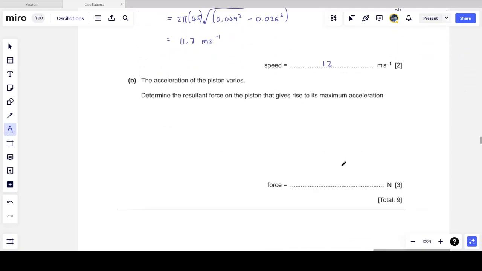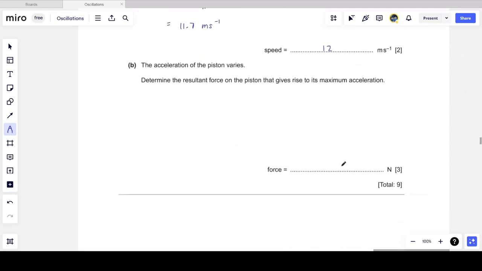So this is a very mathematical question thus far. And the last question is very much the same. We are told that the acceleration of the piston varies, as is normal with simple harmonic motion, and we want to determine the resultant force on the piston that gives rise to its maximum acceleration. We know that resultant force is, by Newton's second law, m times the acceleration, and the maximum acceleration will give the maximum resultant force.